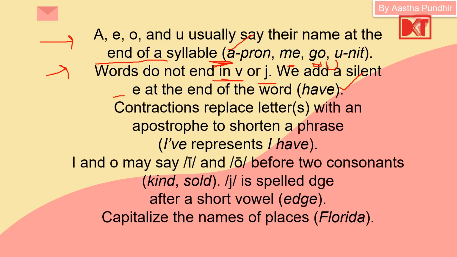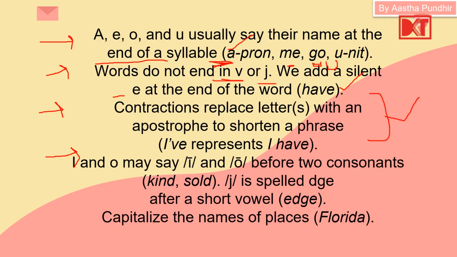Alright. Then contractions replace letters with an apostrophe to shorten a phrase. Like we know I've represents I have. I'm pretty sure you know about contractions. It's a pretty easy rule.